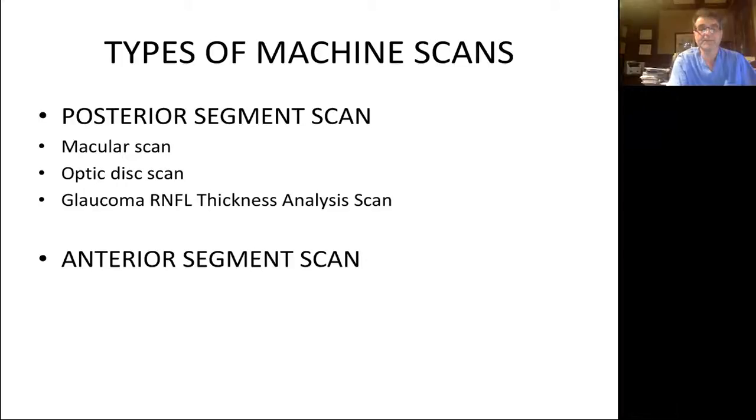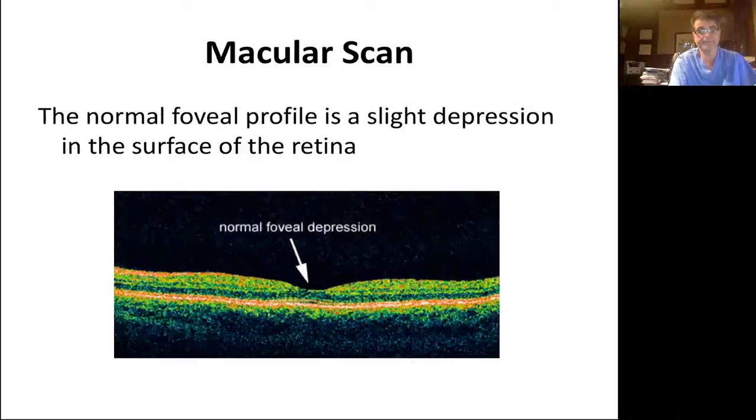These can be used to perform various types of scans. The 3 most common posterior segment scans involve a macular scan, an optic disc scan, and a glaucoma retinal nerve fiber layer thickness analysis scan. Anterior segment scans can also be performed of the angle and cornea. However, we're not going to cover that today.